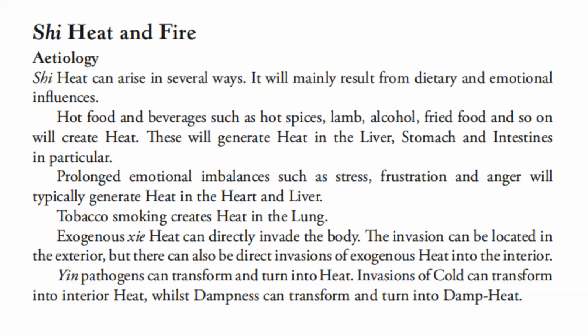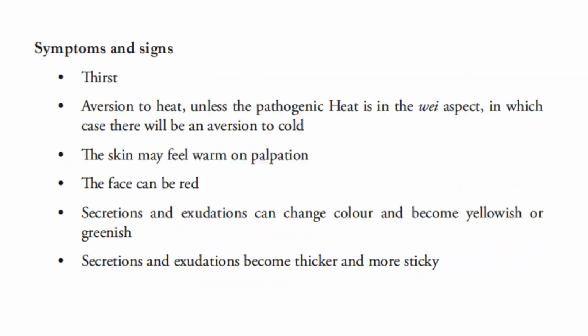Prolonged emotional imbalances such as stress, frustration, and anger will typically generate heat in the heart and liver. Tobacco smoking creates heat in the lung. Exogenous pathogenic heat can directly invade the body. The invasion can be located in the exterior, but there can also be direct invasions of exogenous heat into the interior. Yin pathogens can transform and turn into heat. Invasions of cold can transform into interior heat, while dampness can transform and turn into damp heat.